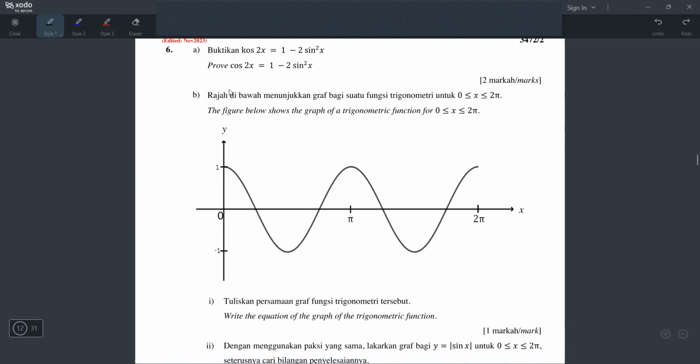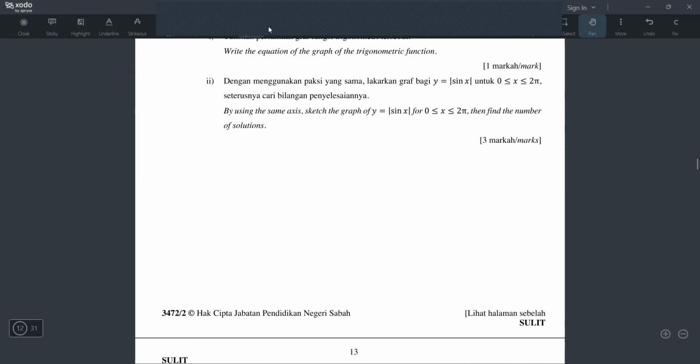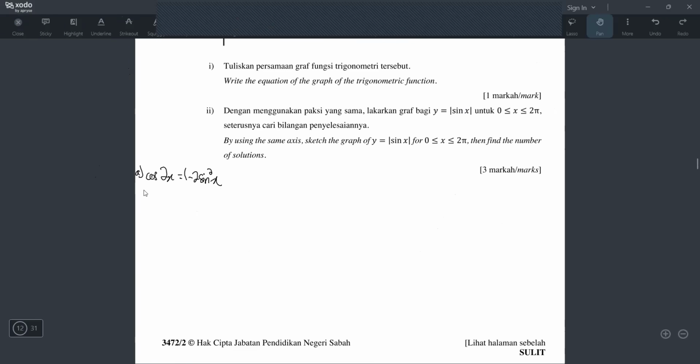Okay, number 6. They want me to prove cos 2x equals 1 minus 2 sine square x. 2 marks only. So I will do the working here maybe. So let's write down the question. Cos 2x equals 1 minus 2 sine square x. So they want me to prove, right? When we prove, you can choose either to start from the left-hand side, or we can also choose to start from the right-hand side. You can choose any side you want.